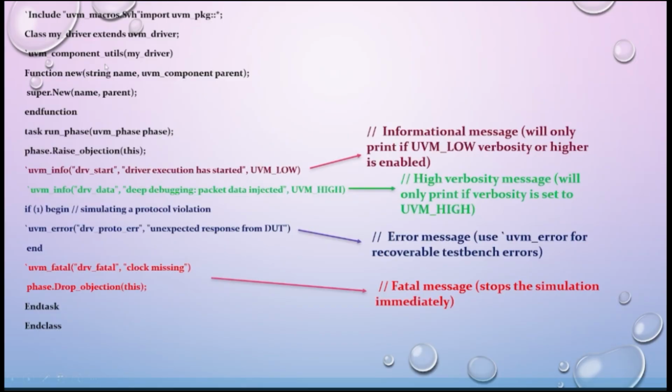So let us see a small example here. If you see, this is my driver code, class my driver, which is extended from UVM driver. We have talked about how we write this, class my driver extends UVM driver. I have explained how we write this in UVM object. If you didn't see that, I'll link it in the description box and also tag it here. You can go there and check it out, right?